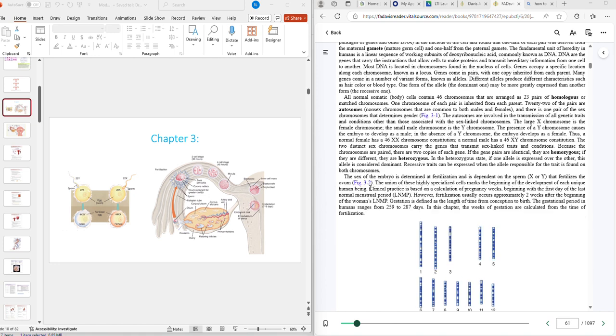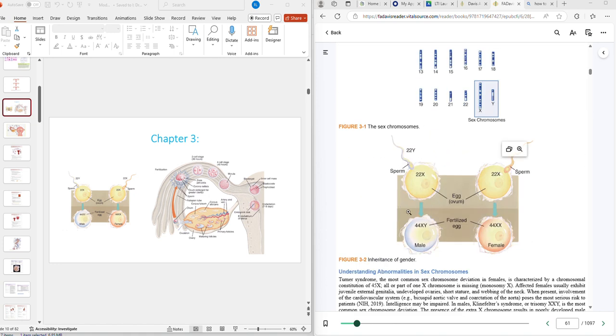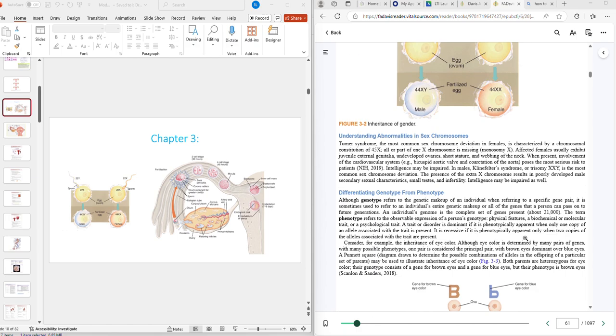And it explains the sperm and the eggs and 22 from each. And it goes into 22, 22. You get a male, 22X, 22Y. So the male determines the sex of the baby. If he has 22X, then with the 22X, that's a female. So it's the male that determines the sex.